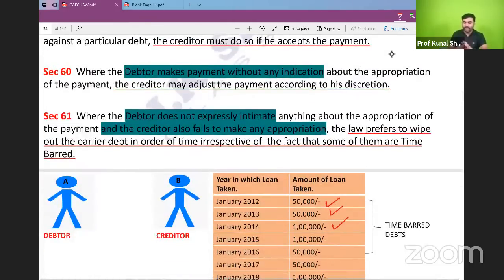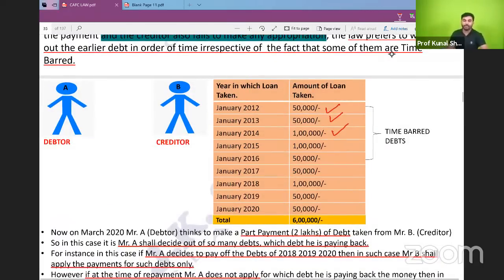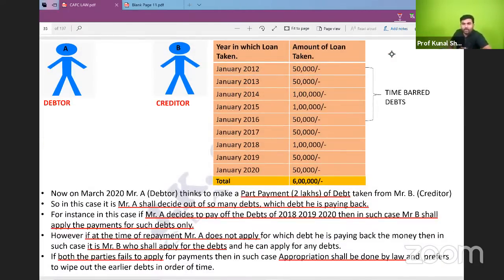Let us understand this entire thing with the help of an example. There's a person over here called Mr. A who has taken some loans from a person called Mr. B. The very first loan was taken in January 2012. The amount of loan was rupees 50,000, wherein Mr. A made a promise that he is going to repay this 50,000 within a year, that is by 2013. However, in 2013, Mr. A could not repay the amount and he took another loan in the same month of January 2013 of rupees 50,000, for which he made a promise that he will repay that loan by 2014.